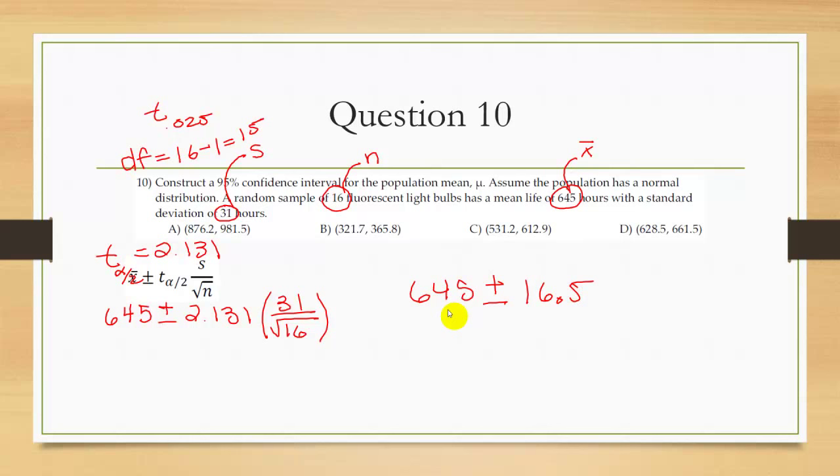So let's see, 645 minus 16.5 gives me 628.5. That's my lower bound. And my upper bound will be 645 plus 16.5, which is 661.5. Okay, which one matches? That's option D. So that's our answer.